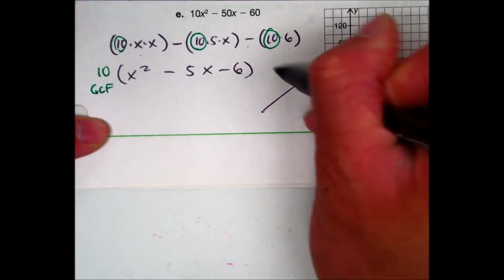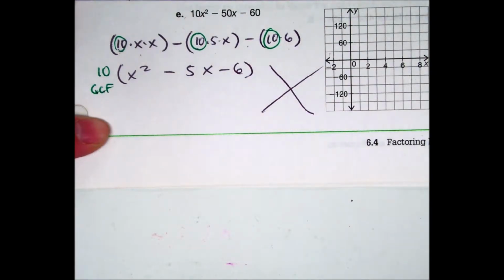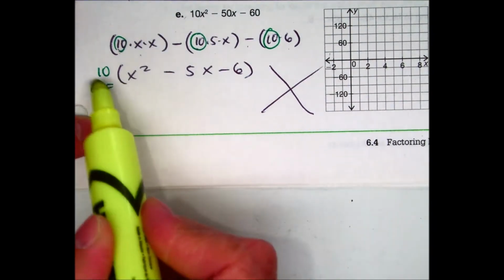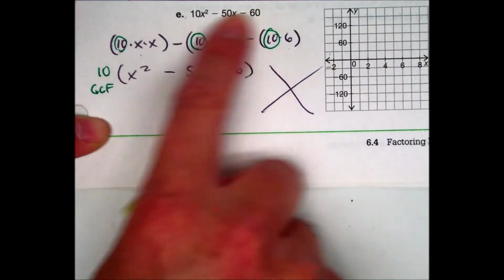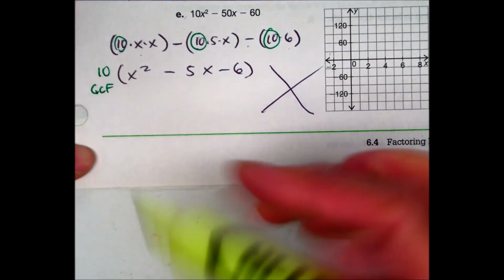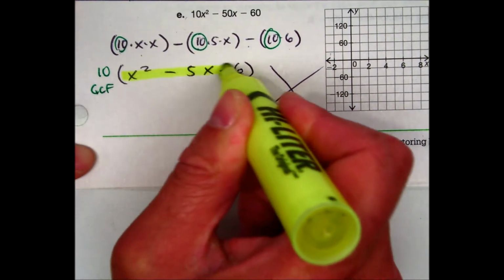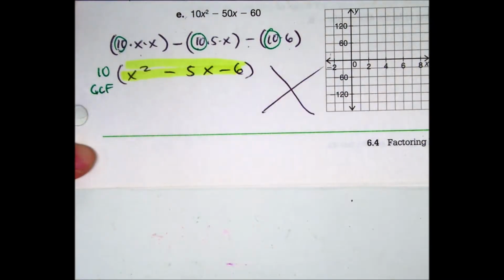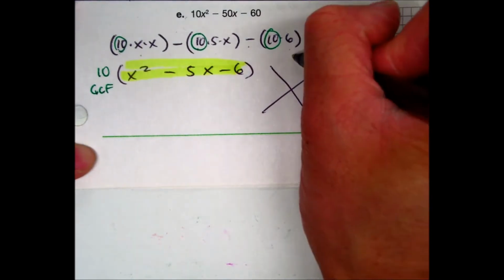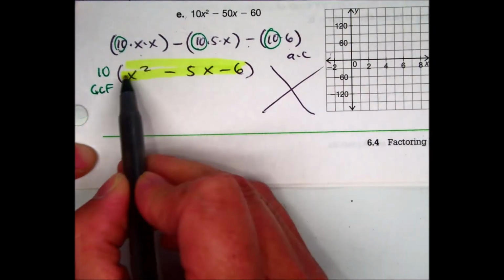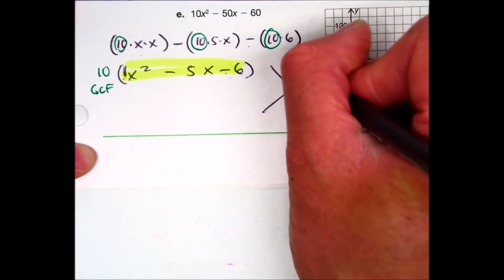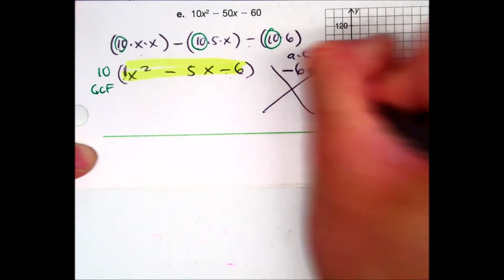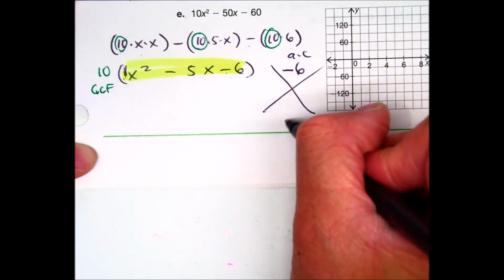X box. Okay, now, we've just taken out a greatest common factor. Don't go back to these really big numbers. That's the point of the greatest common factor. It makes it more simple. So we're going to look inside the parentheses. Where, class? Inside the parentheses. A times C, negative 6. B value.